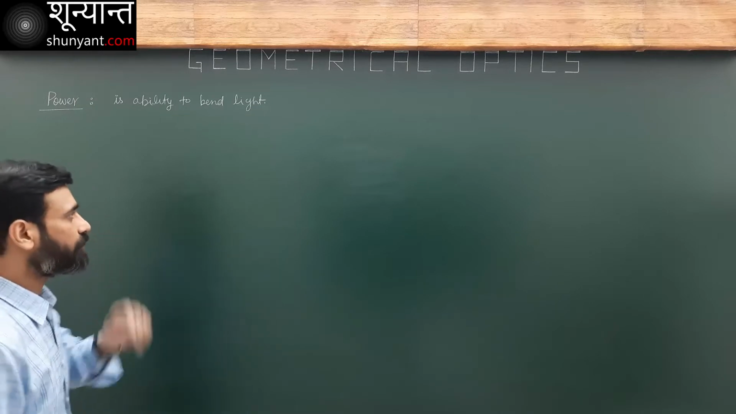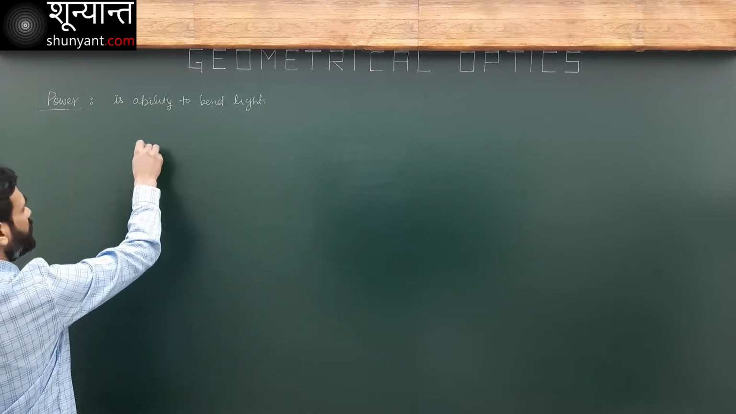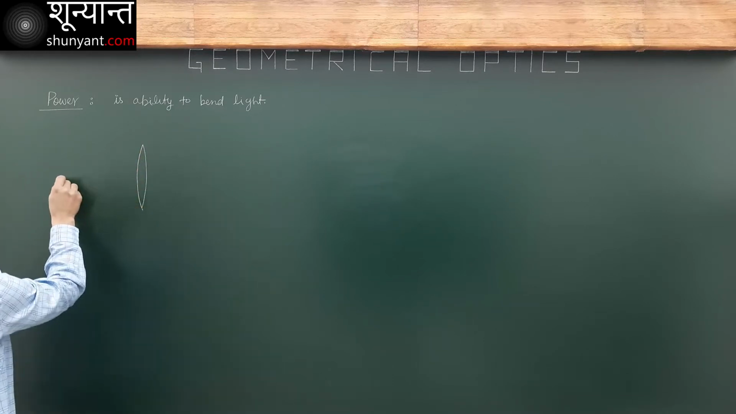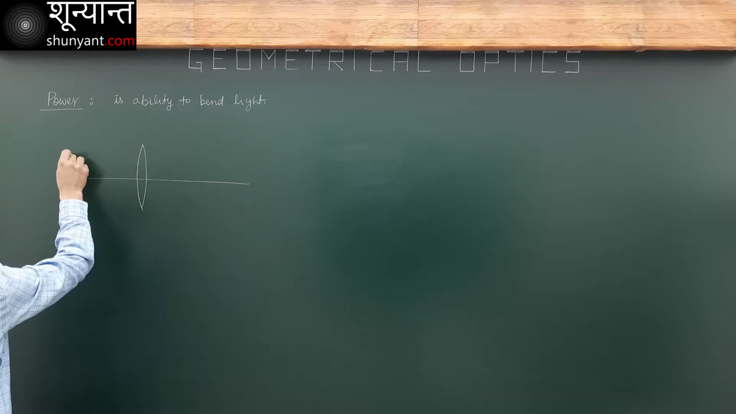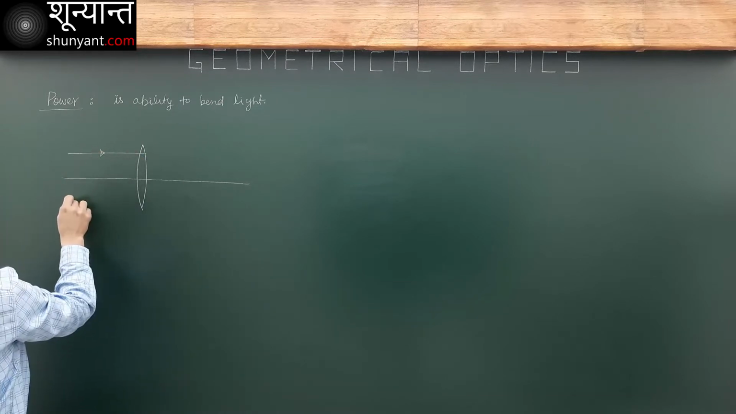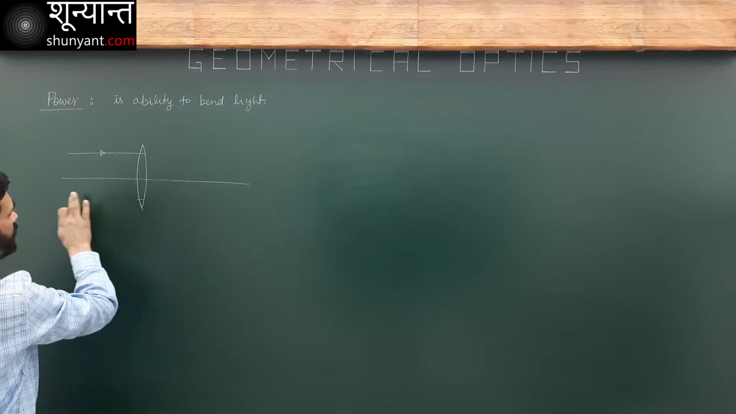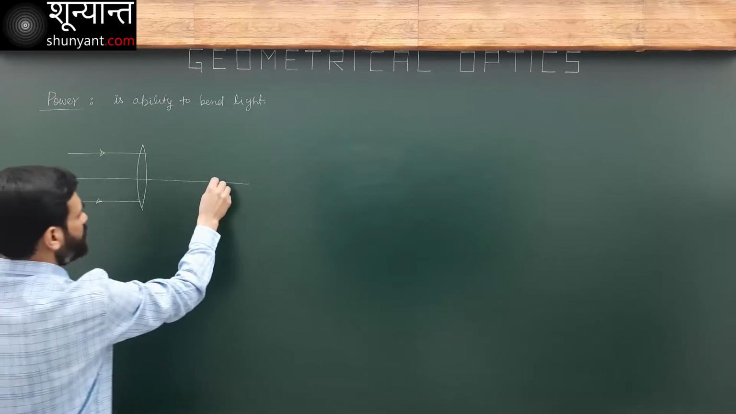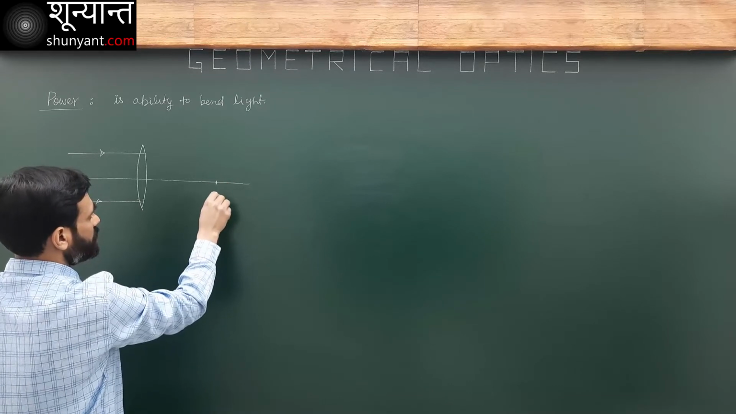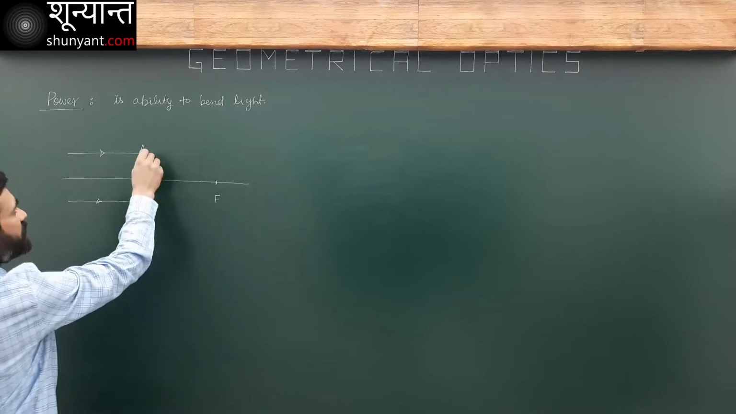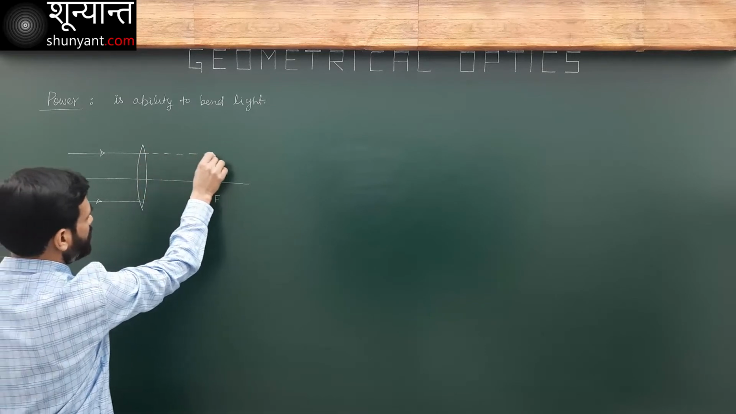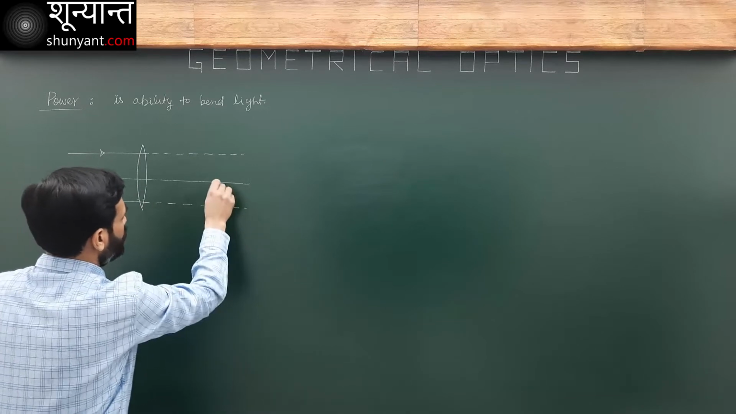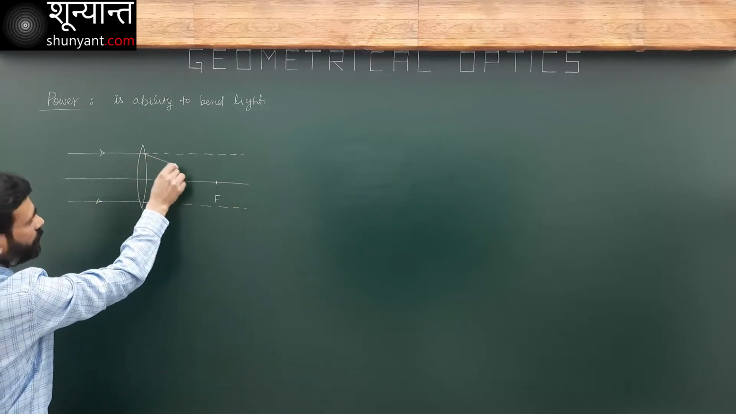Now let's look at one example here. Let's say that I have this convex lens. On this convex lens, a parallel beam of light is incident. Parallel beam, it's like this. Now, let's say that this is the focus. This is the original direction, and this is the focus. Light rays are going to focus here at this point.